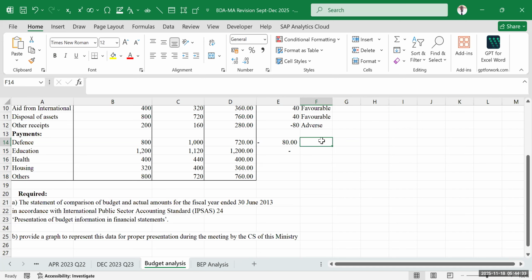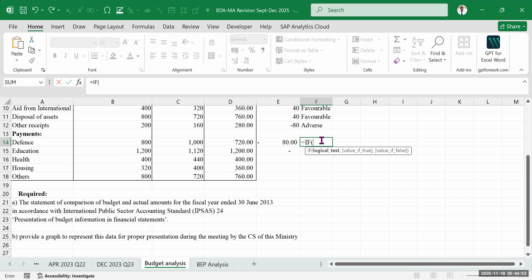So I'm starting again. We are on payments. We are budgeting to spend on certain vote heads. One of them is defense. Now, we are budgeting to spend 720 billion. Logical function. Now, as we budget to spend 720, should we spend more than the amount that we budgeted?